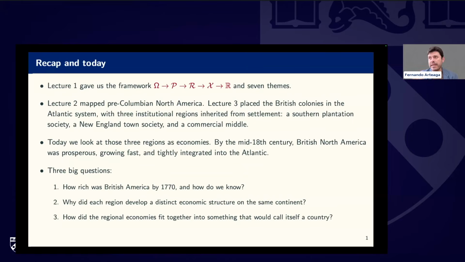In the first lecture, again, there are several themes in terms of how we move from initial conditions to a set of political institutions, to a set of allocations, to a set of welfare effects. This lecture will be divided in three parts.